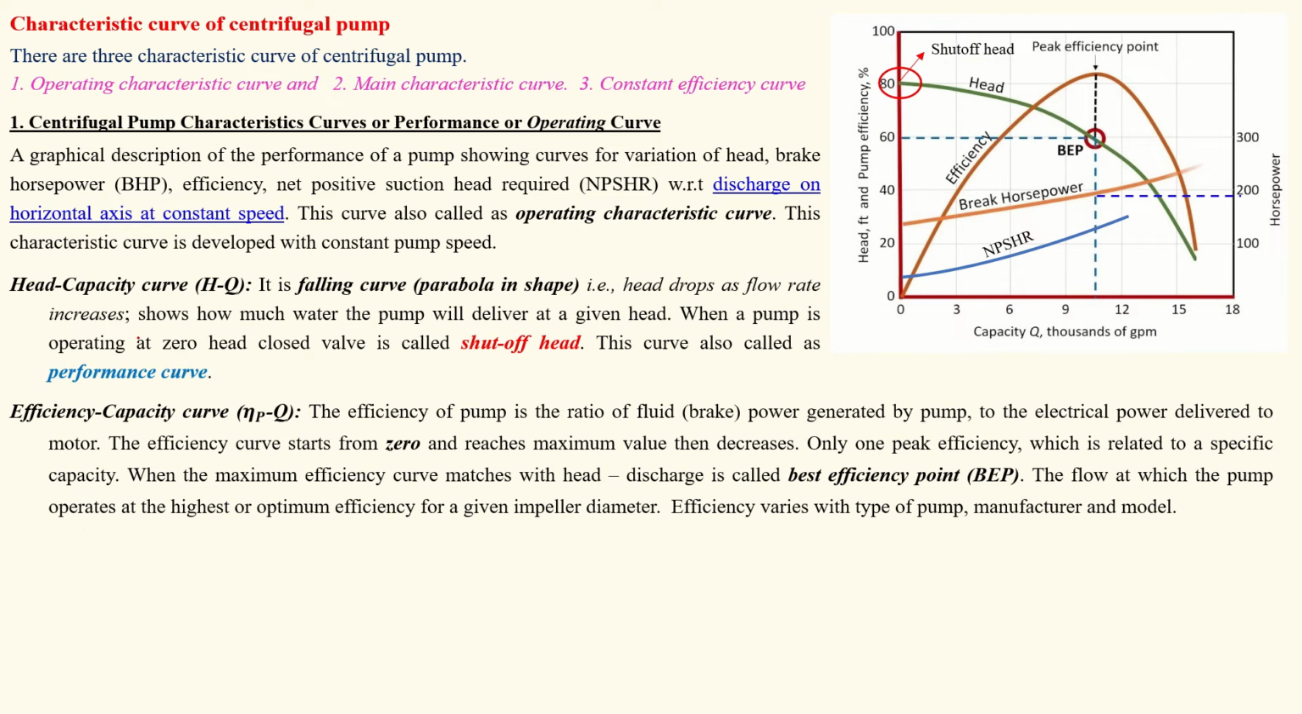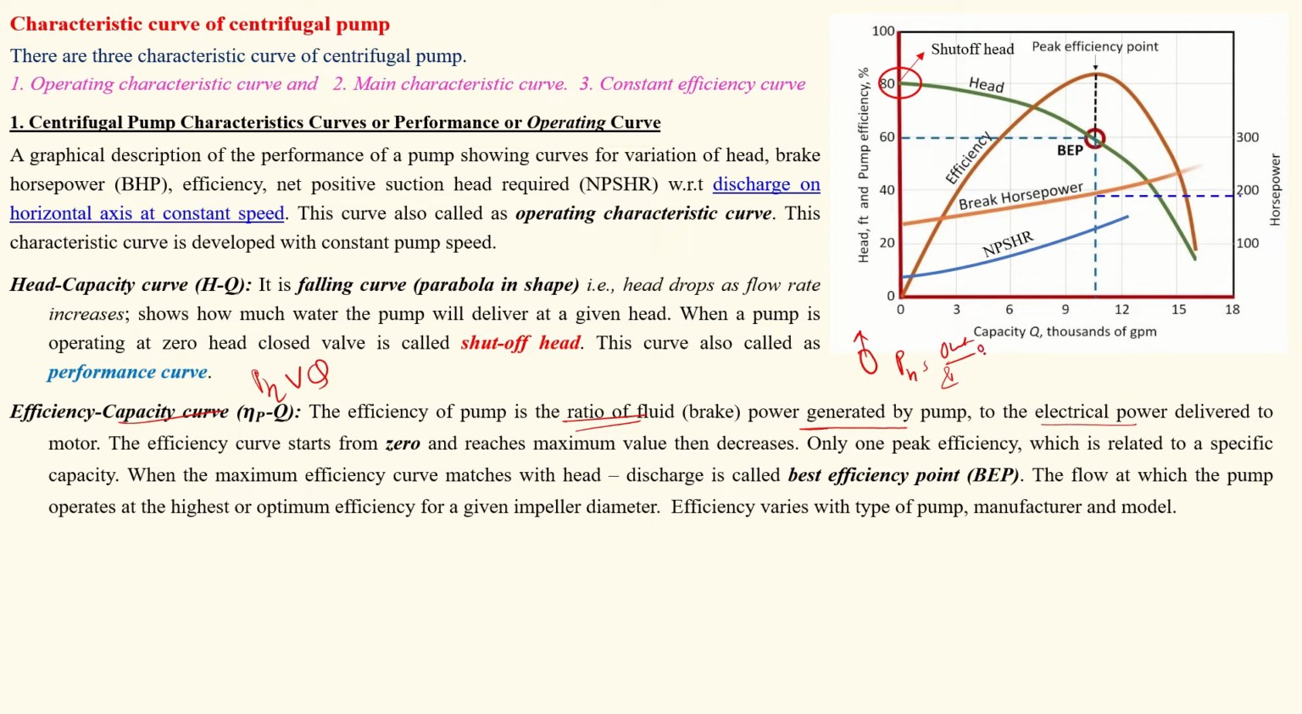Next, efficiency and capacity, pump efficiency versus discharge. The efficiency is the ratio of the output of the fluid for a given pump to the power supplied by the electric motor to rotate the impeller. So that is the ratio. As I told you, when the pump rotates there is no discharge. You know the pump efficiency is output by input.